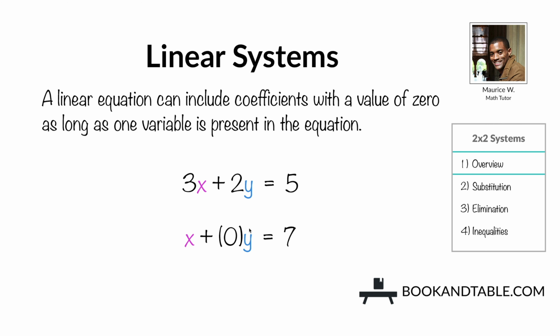Now, a linear equation can include coefficients with a value of 0 as long as one variable is present in the equation. So 3x + 2y = 5 is a linear equation. We have our x and our y. Both have a coefficient here, 3 and 2, so that's fine. x + 0y = 7 is also fine. This would be x = 7. So as long as you have one of the two variables present, then you're all set.